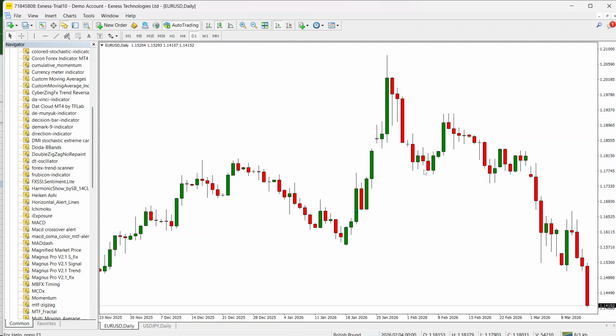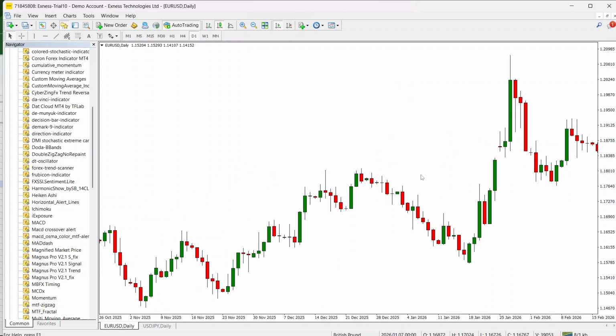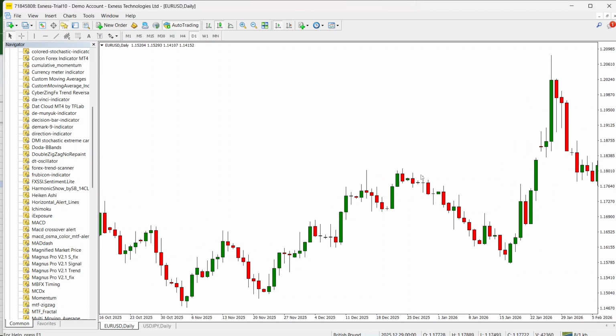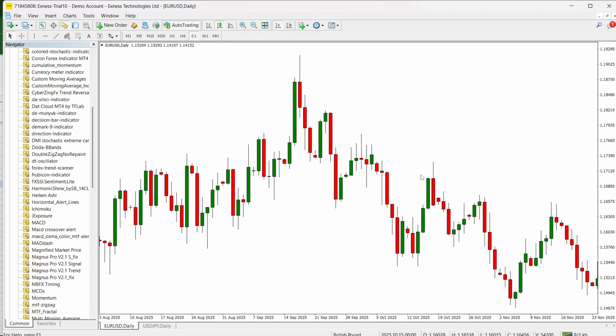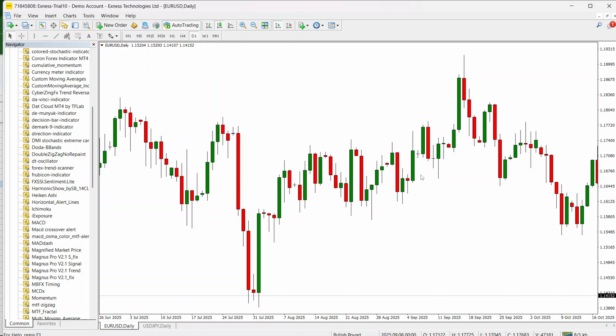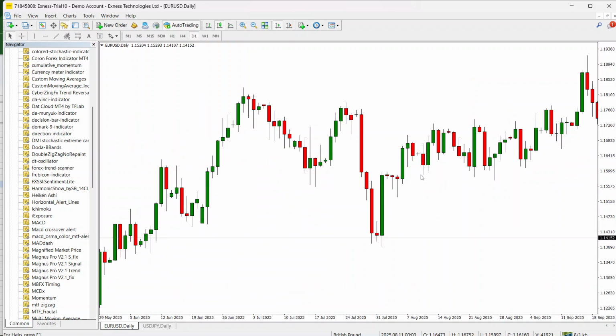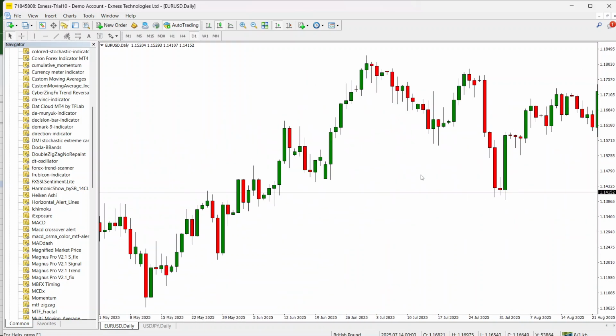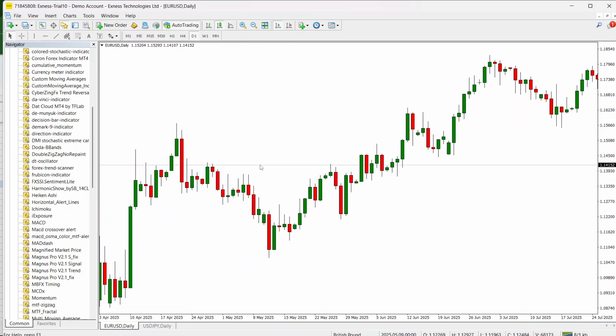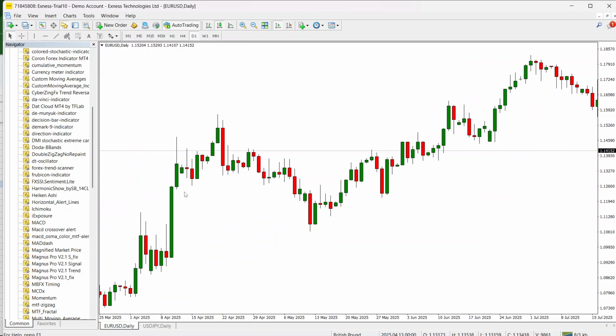Hello traders, today we are looking at the DT Oscillator available for MetaTrader 4 and MetaTrader 5. This is a momentum indicator that combines stochastic and RSI components into a single crossover system. I will load the indicator on the chart so you can see how it looks in real time.